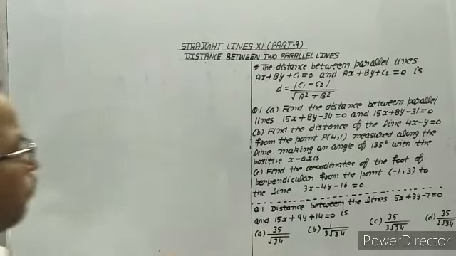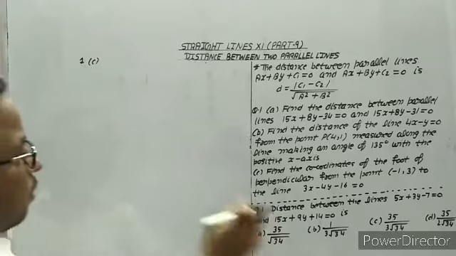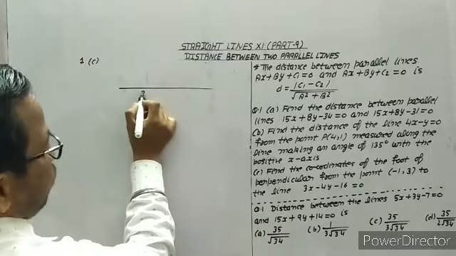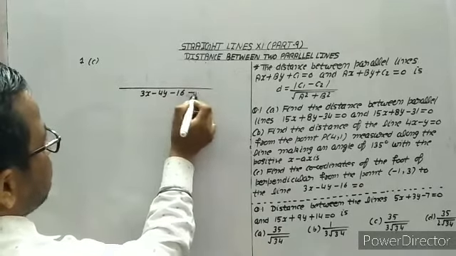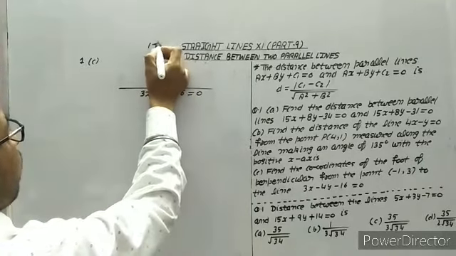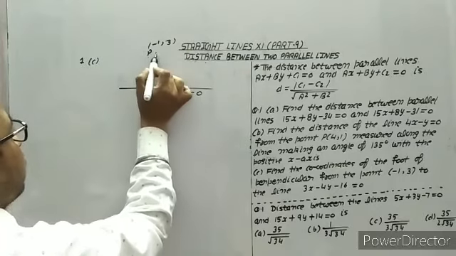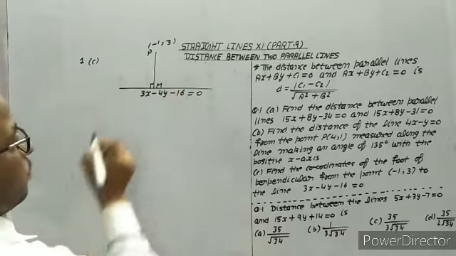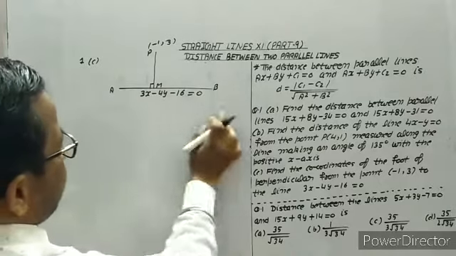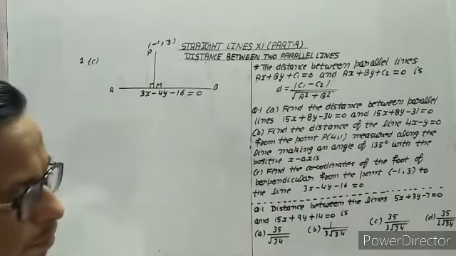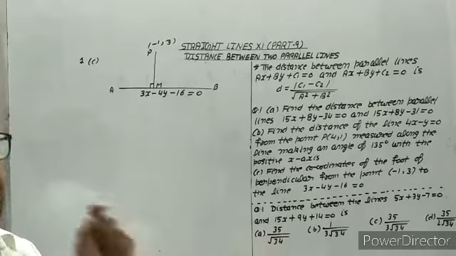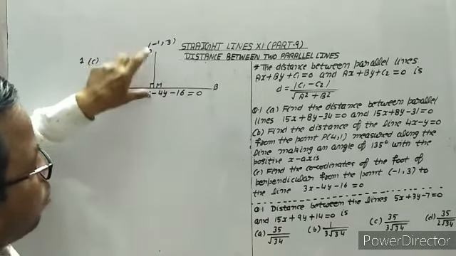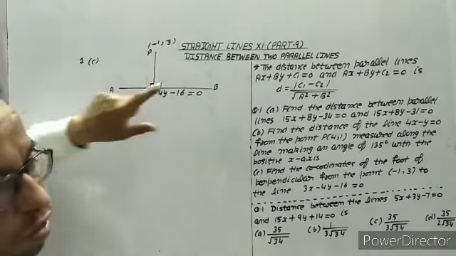Now let's start the solution of question number 1c part. In question 1c, find the coordinates of the foot of the perpendicular from the point (minus 1, 3) to the line 3x minus 4y minus 16 is equal to 0. So let us suppose this point is P, and we consider the foot of the perpendicular as M, and this is the equation of line AB. We have to find the coordinates of M. For this, first of all, we will find the equation of line PM, and then we will find the coordinates of this foot by solving the equations of line PM and line AB.